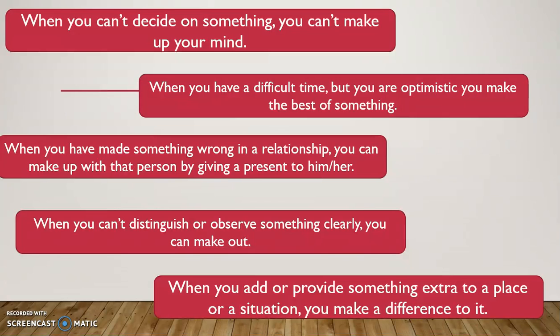When you have done something wrong in a relationship, you can make up with that person by giving him or her a present. It is when, for example, you have a girlfriend or a boyfriend, and then you can give that person flowers or something when you did something wrong. When you can distinguish or observe something clearly, you can make out. Yes. And when you add or provide something extra to a place or a situation, you make a difference to it.